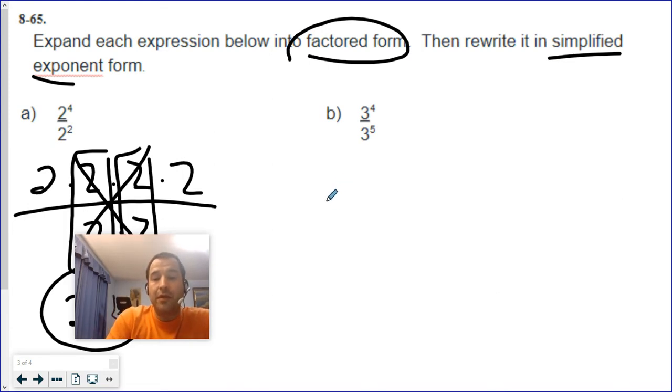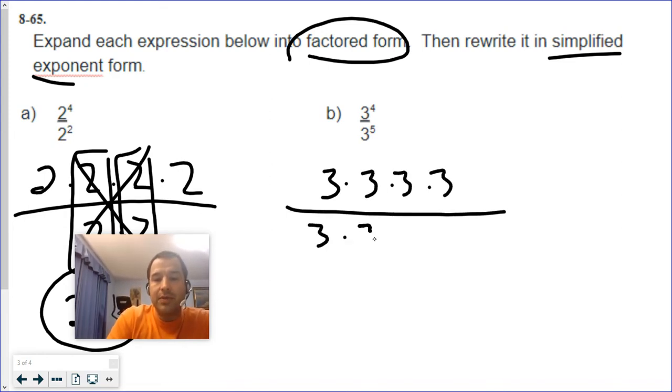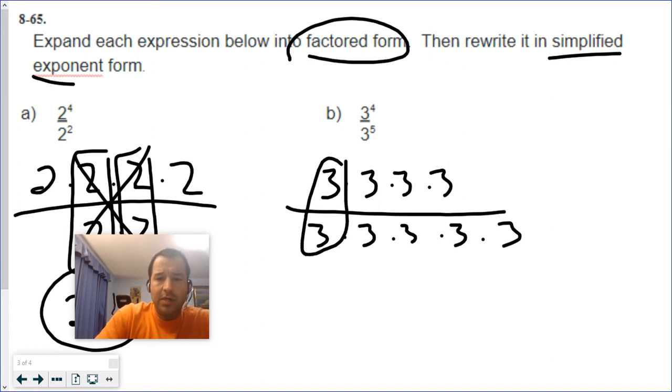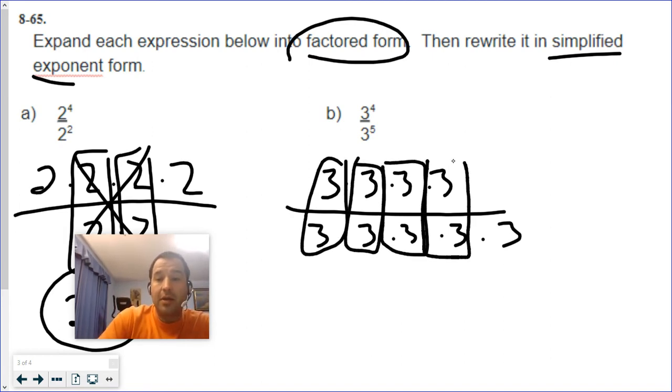So 3 to the fourth. It'd be 3 times 3 times 3 times 3 over 3 to the fifth, 3 times 3 times 3 times 3 times 3. Now this one's a little weird, isn't it? Because this time we got a giant one. Giant one. My giant ones are getting a whole lot lazier, aren't they? Okay, giant ones. And those all cancel out.